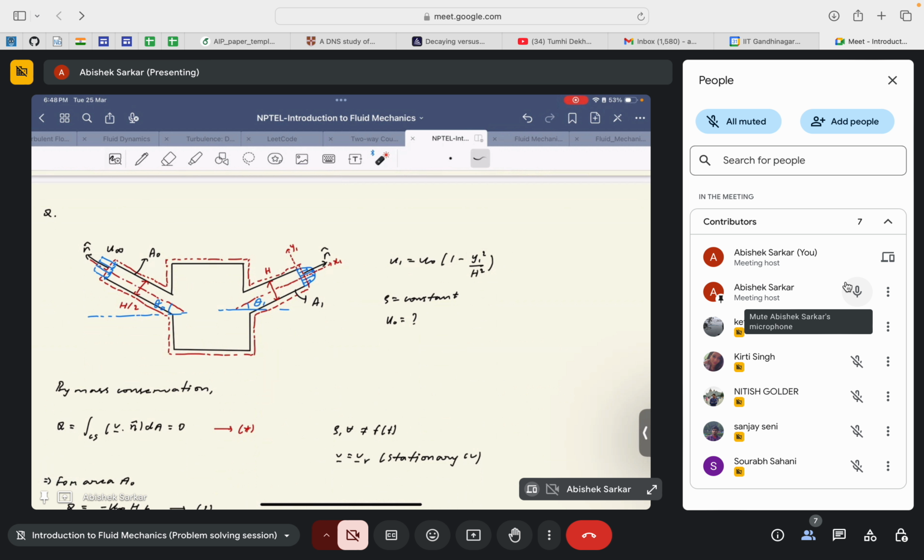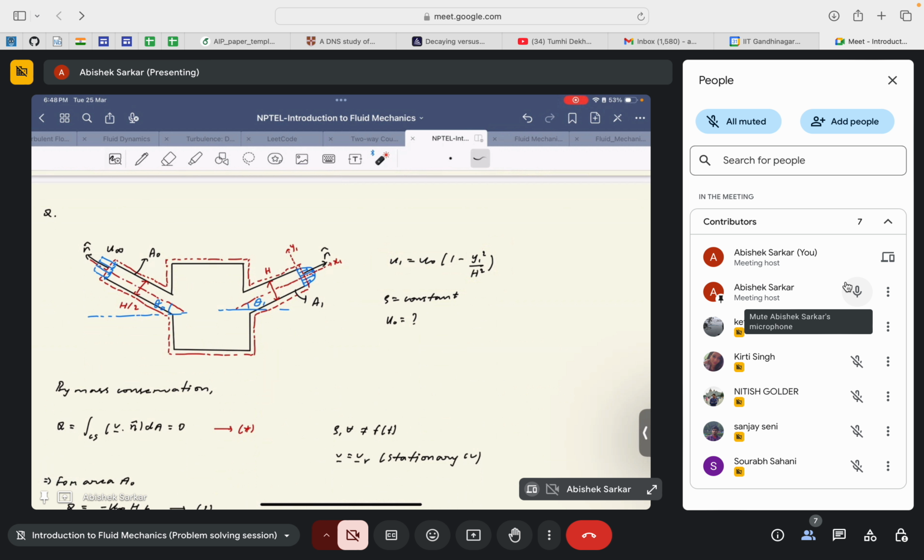In the case of the right arm, where the flow is going out, the outlet, the velocity profile is given by this particular equation, which is basically a second order or quadratic polynomial, because it has a second order dependence on the spatial coordinate y. So the velocity profile is given by this relation, and the question is, for a constant density fluid flow, determine the value of u naught.